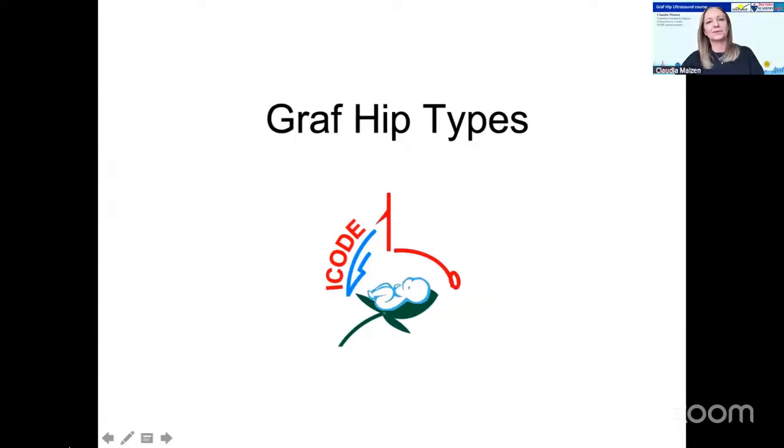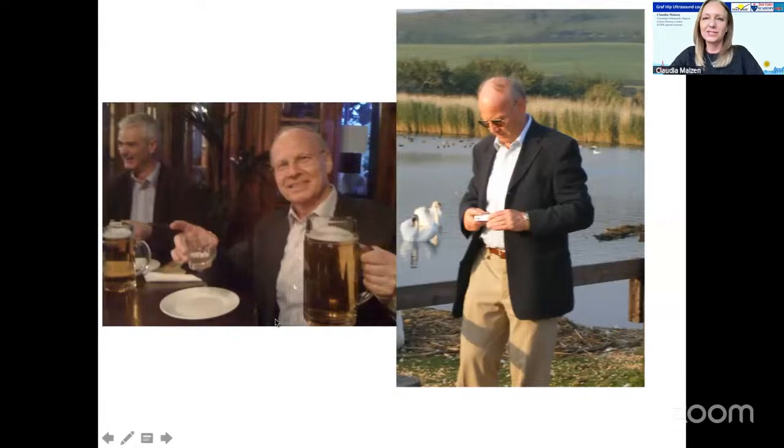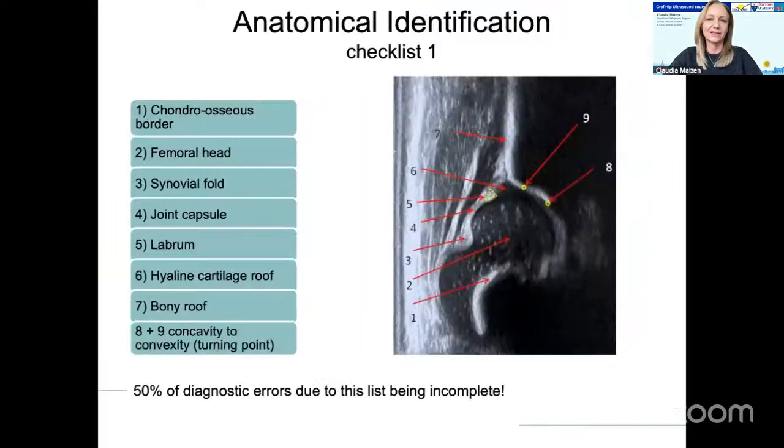So I'm going to talk about the Graf hip types. There's usually 2 talks, so I'm going to try and shorten it down to 1 talk. As Sandeep already said, in the course this is covered in more detail, of course. So the pictures, like in the other talks, are mainly from Professor Graf and from Stolz, Albert. So just an acknowledgement here.